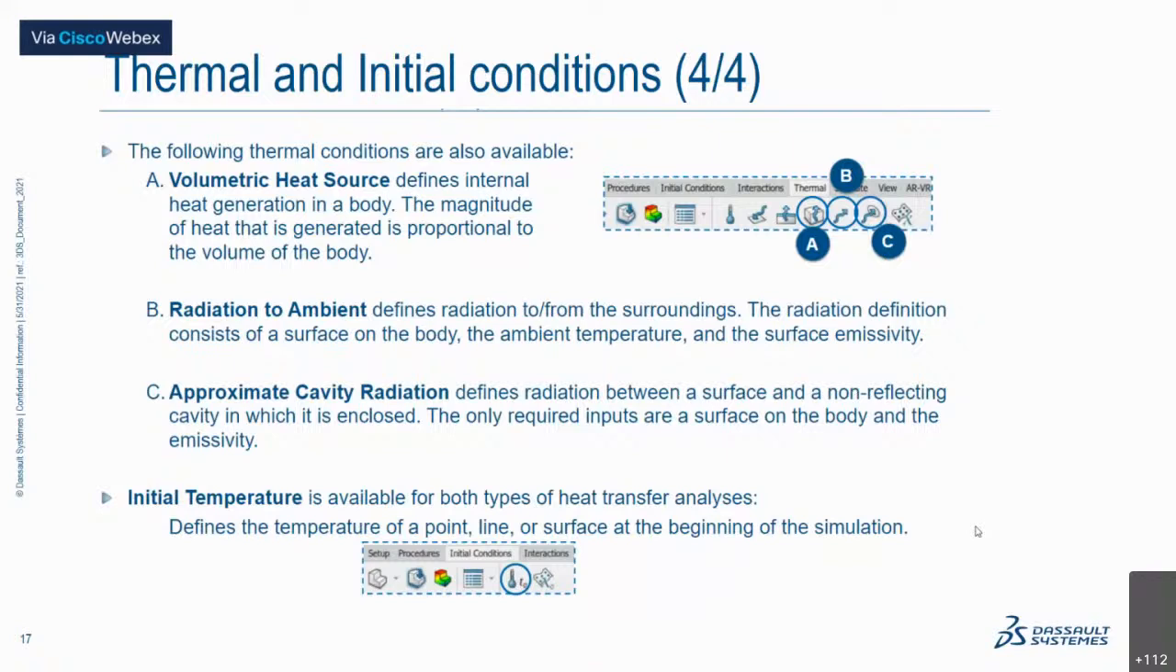And coming on to the final one, which is initial temperature. If you're trying to achieve a transient type of heat transfer, then you'll have to define your initial temperature. But in a steady state kind of heat transfer, you do not need to define the initial temperature of the component. It's only for transient heat transfer analysis that you'll be defining it. And it could be defined for either a point, a line, or a surface based on how your model is. So you can define the initial temperature for them.